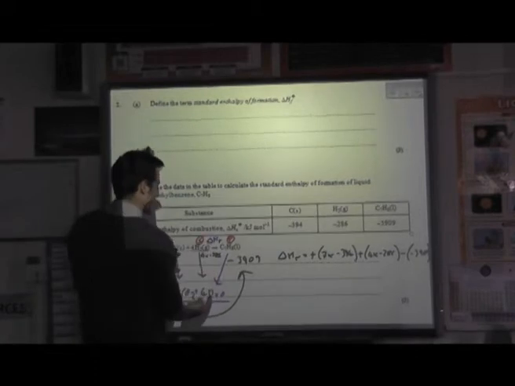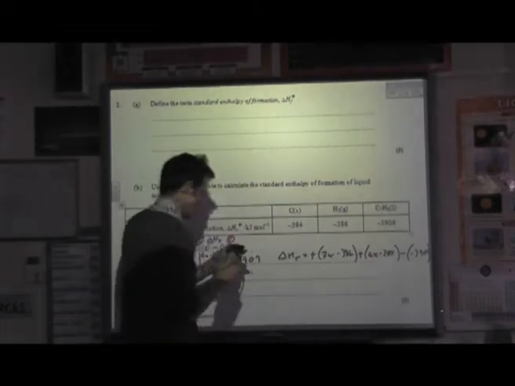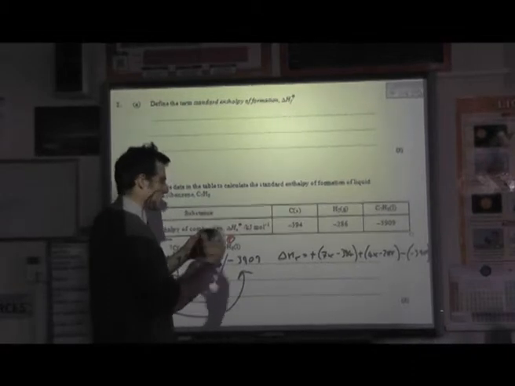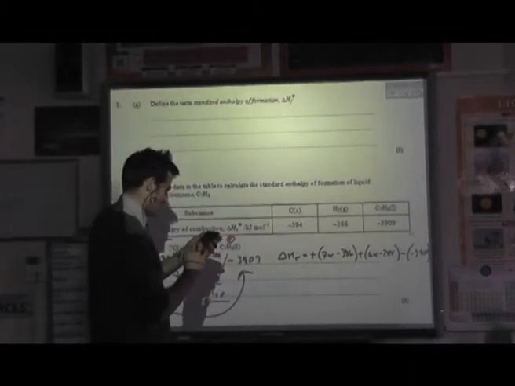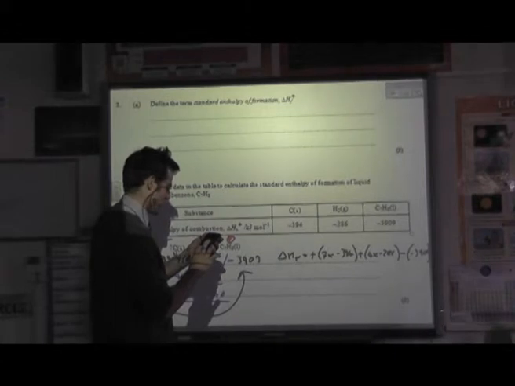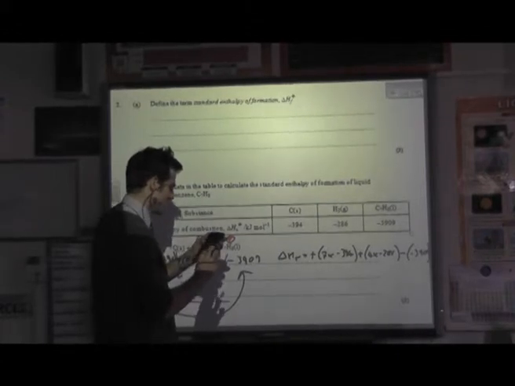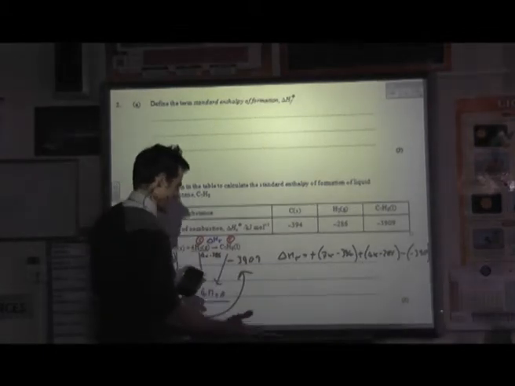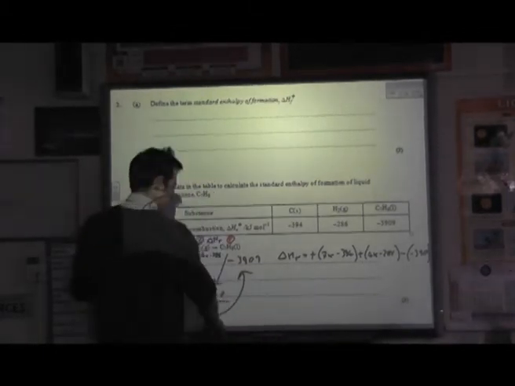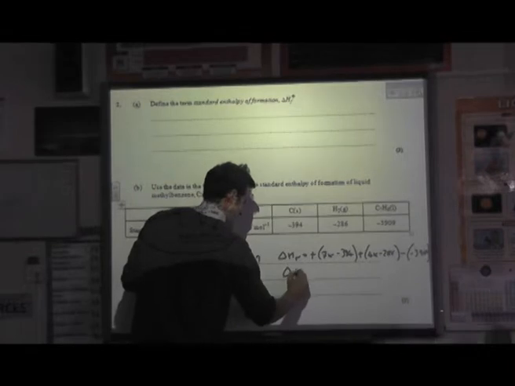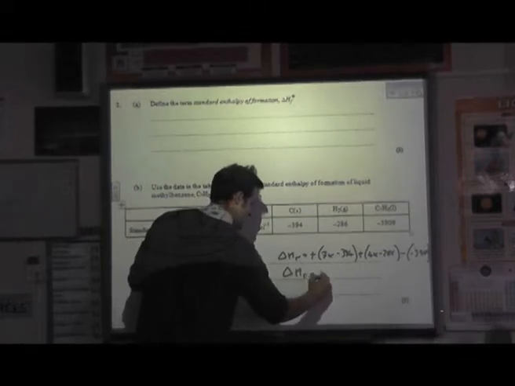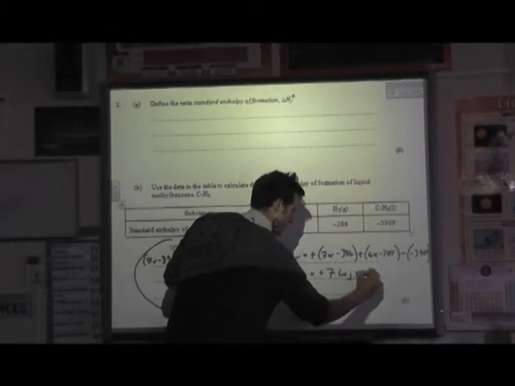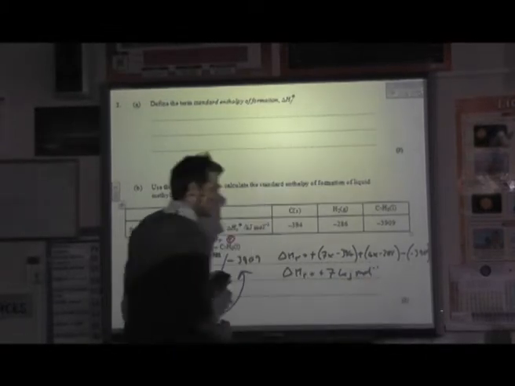Now negative, because we're going against the arrow, the negative, open brackets, negative 3909 for the methylbenzene. That's going to equal plus 7. It says 7, so that means plus 7, and we always write in the plus just to make sure it's obvious. Okay? So the delta H of this reaction is plus 7 kilojoules per mole. Don't forget the units there.